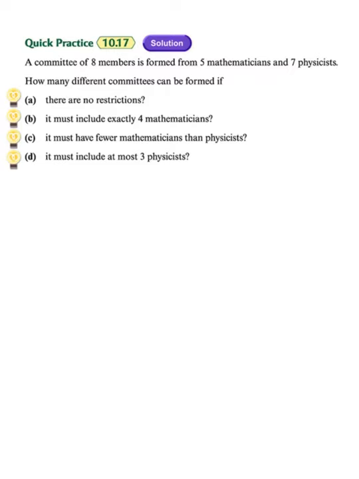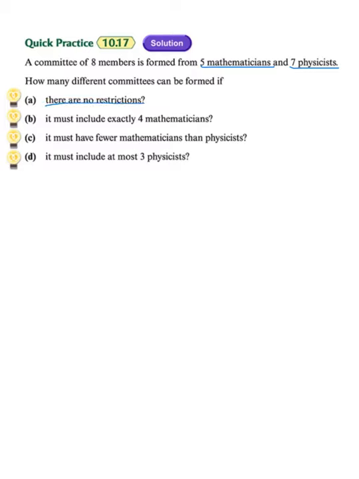Okay, so a committee of 8 members is formed from 5 mathematicians and 7 physicians. So maybe they are talking about some sort of science stuff or doing some calculations. How many different committees can be formed if there are no restrictions?